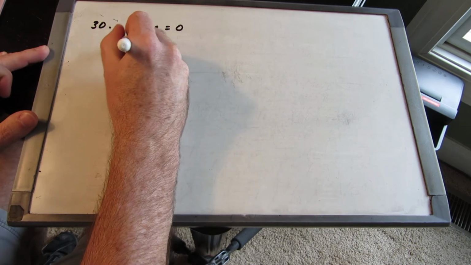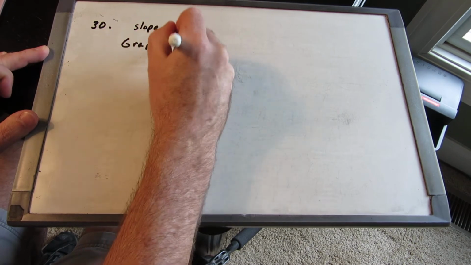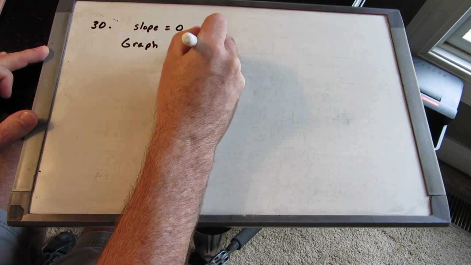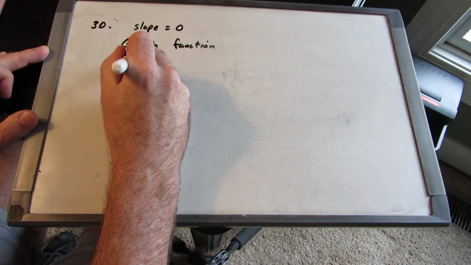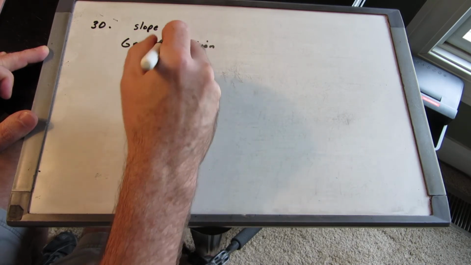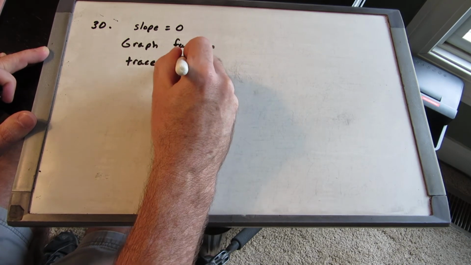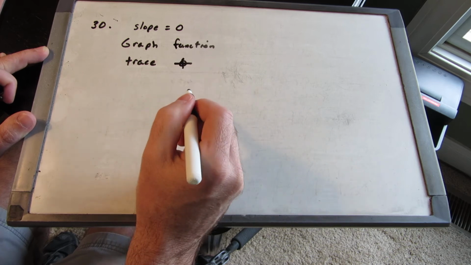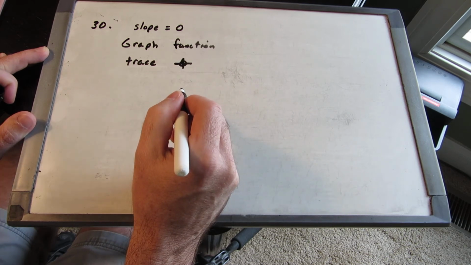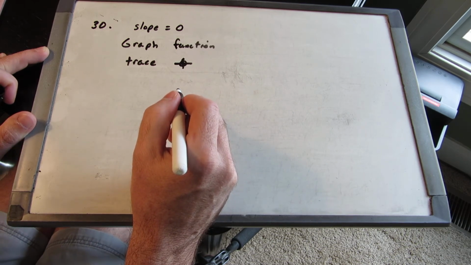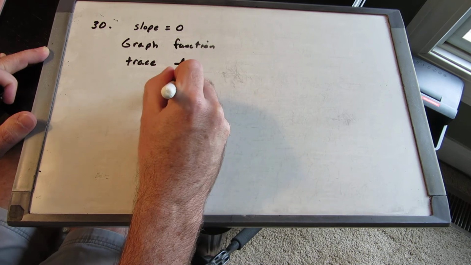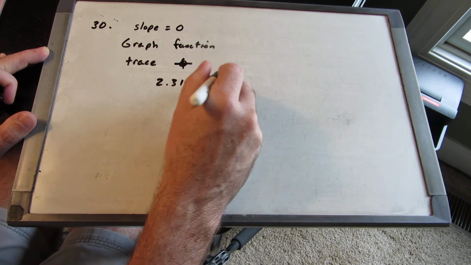So what you need to do is just graph the function and then trace it. And when you trace it, you'll use that tangent, right, that looks like that. And the x value where the slope is equal to 0 is about 2.310. So that is selection B.